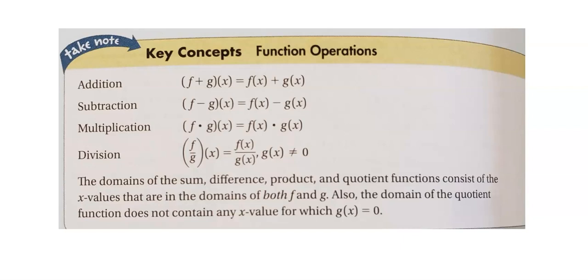Underneath it says the domains of the sum, difference, product, and quotient functions consist of the x values that are in the domains of both of them. So what we're going to do is look at each function separately, decide what the domain is, and then what would it be if we put them together. And that's what we're looking at.